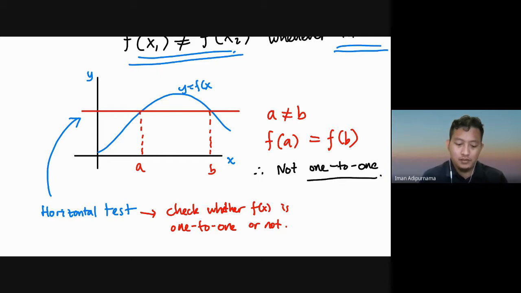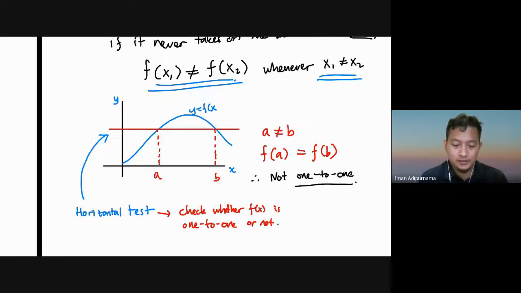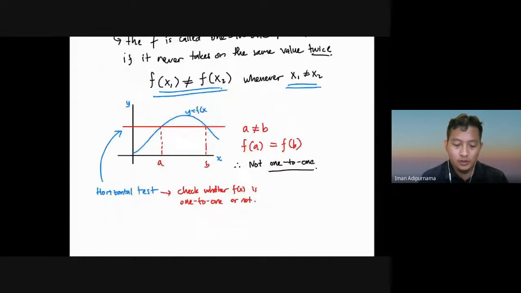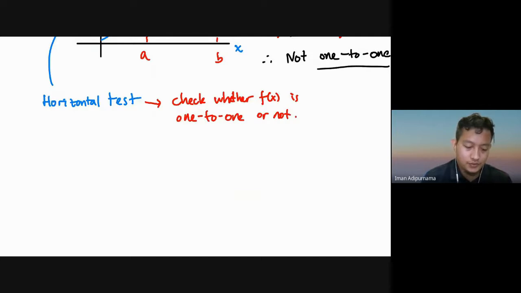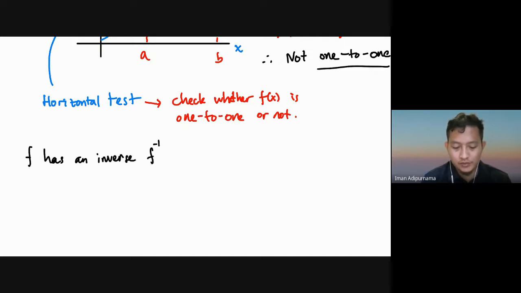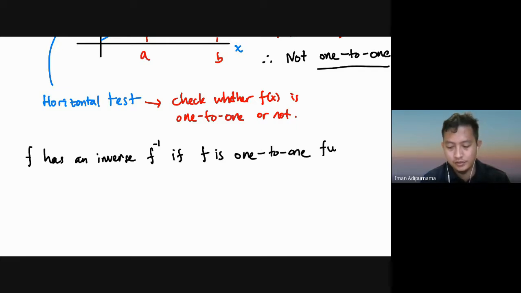Okay. Now, the inverse then, one of the requirements: the function has an inverse. Usually we write the inverse like this, f inverse, if f is a one-to-one function, right?